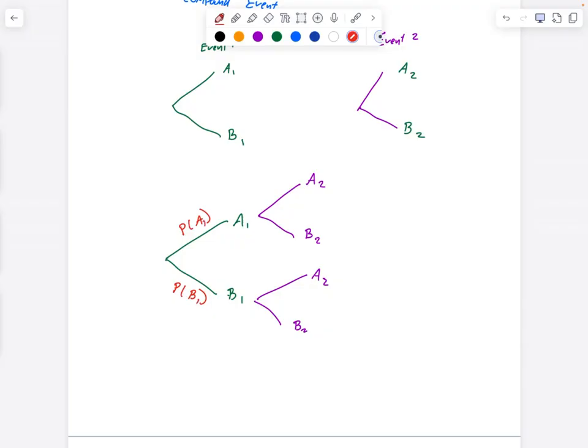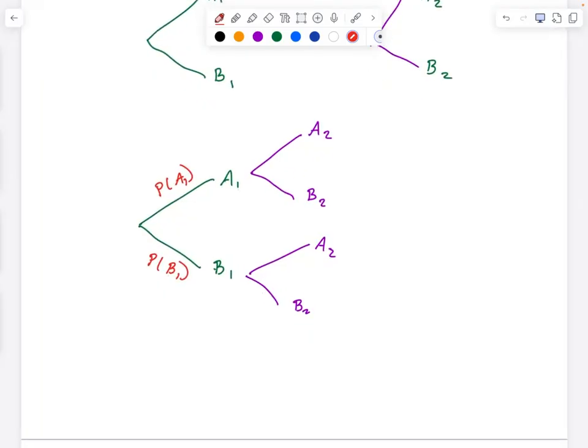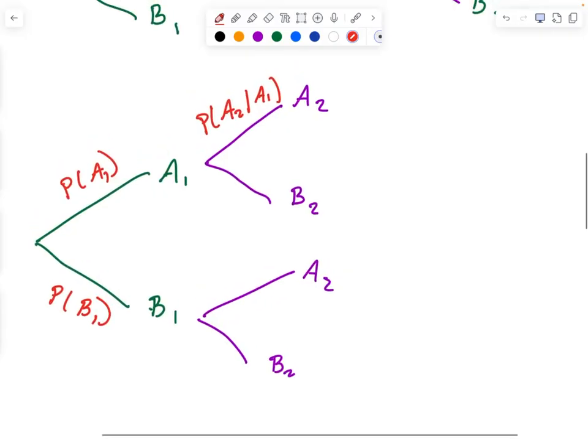Okay. And here's where it gets a little tricky. And again, given A1, this would be the probability of A2 given B1. Now that given, that conditional, just tells us which branch we're coming off of, okay? And the last one is the probability of B2 given B1.